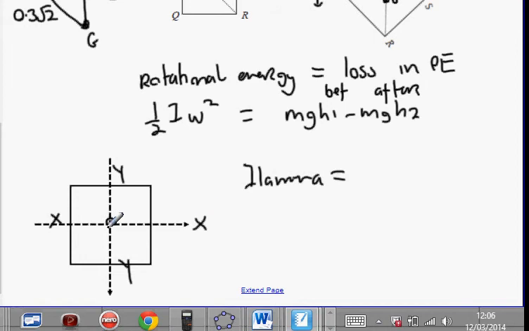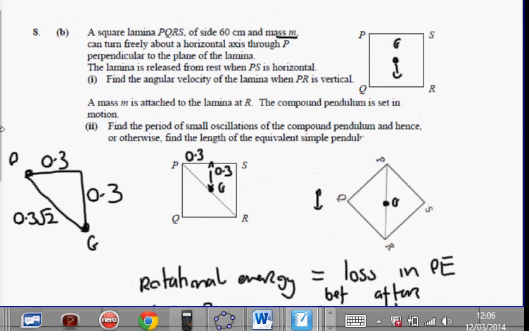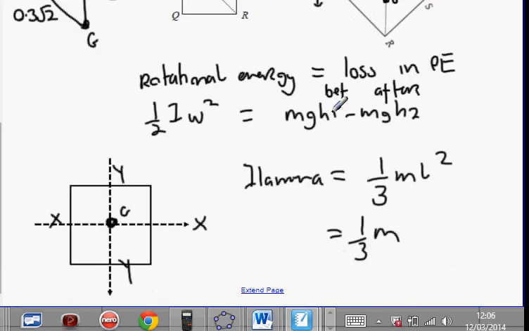If you read up on your notes, the I of a lamina around the centre, which we call G, is a third ML squared. That's the formula. M is M, isn't it, as it says in the question, mass M. Remember, this is for a length of 2L. 2L equals 0.6, so L equals 0.3. It tells you this in your notes. This is a formula for length 2L, so 2L equals 60 centimetres, L therefore equals 0.3. So remember to change that to 0.3 squared.